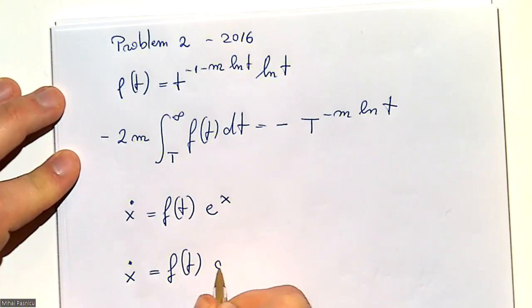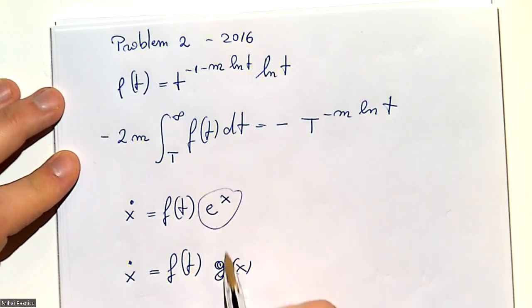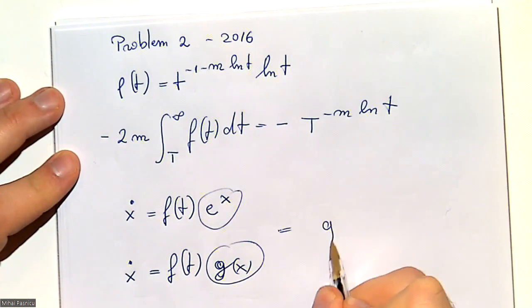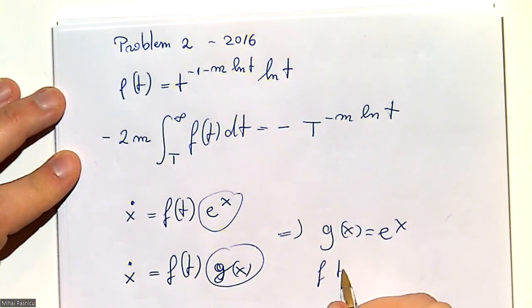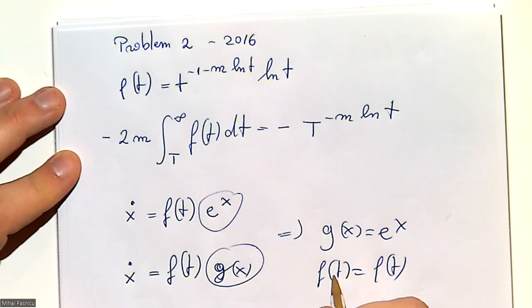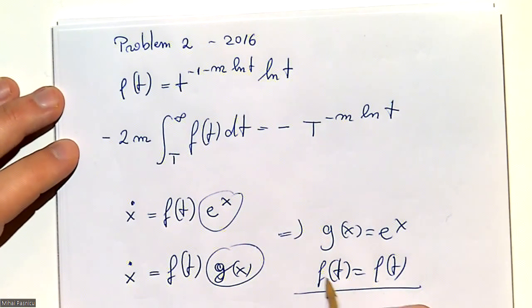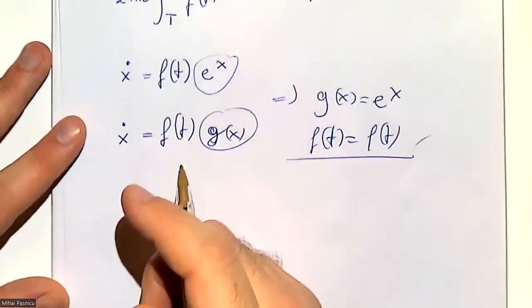f of t, g of x. Well, good job. I found that g of x is equal to e to the x, and f of t is equal to f of t. I know this looks very smart, but okay. Cool. What's our first step?